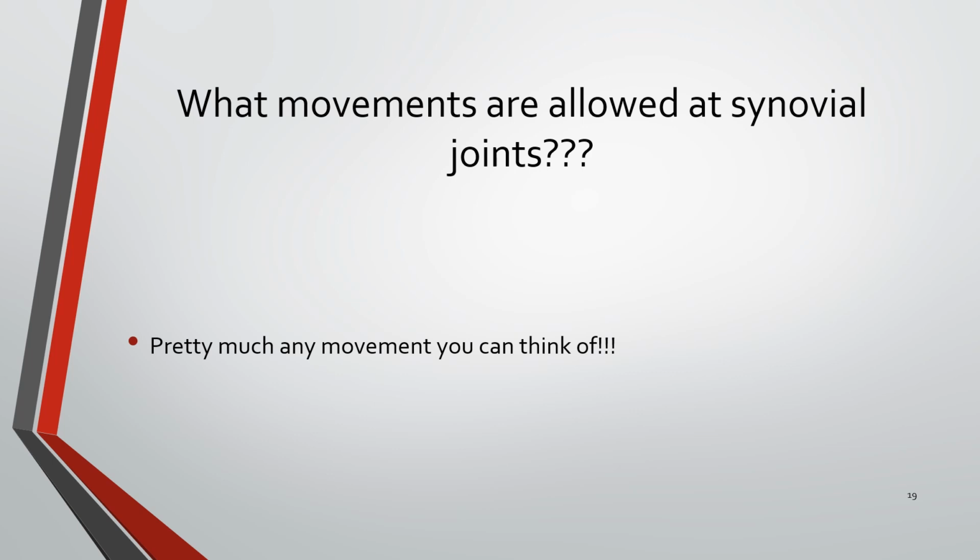So what joint movements are allowed at synovial joints? Well, pretty much any movement that you can possibly think of is allowed at a synovial joint. And we're going to subdivide these synovial joints and classify them based on which types of movements they do allow. Basically, the type of synovial joint determines which movement occurs at that particular joint. So again, we can subdivide these synovial joints down a little bit deeper and look at the different types of movements that can occur at different joints.